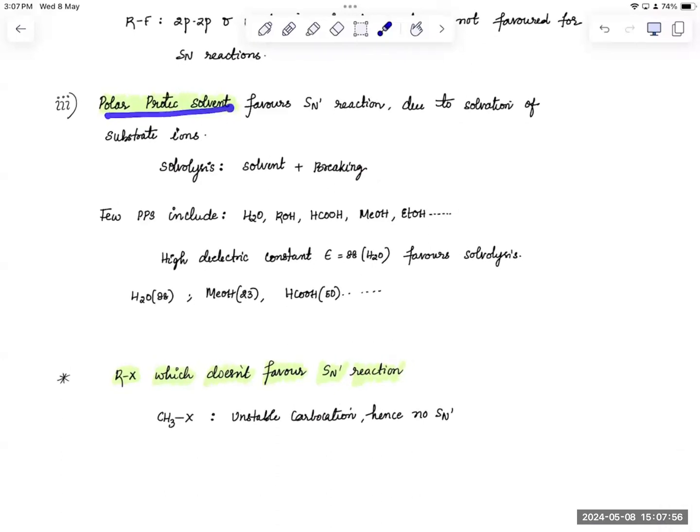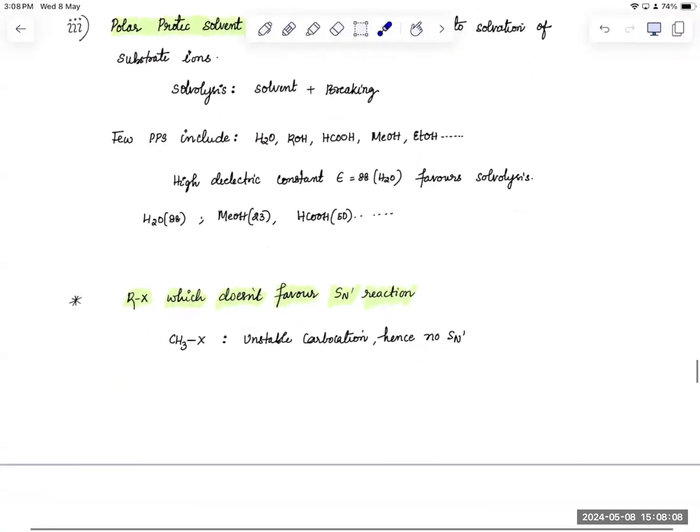Next. Polar protic solvents always favor E1 and SN1 reactions because they solvate the molecules and it helps in breaking the bonds. Water, alcohol, acid, methanol, ethanol, these are all the best examples. They have a high dielectric constant and favor solvolysis. Like water has a high dielectric constant of 88, ethanol 22, and this is formic acid, which is 50. Okay.